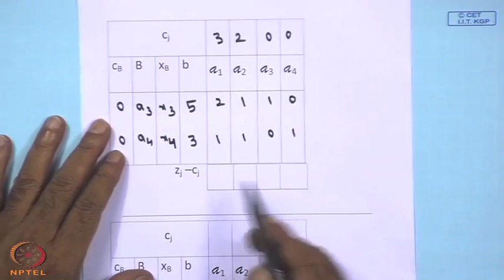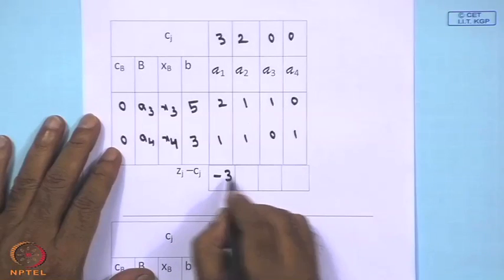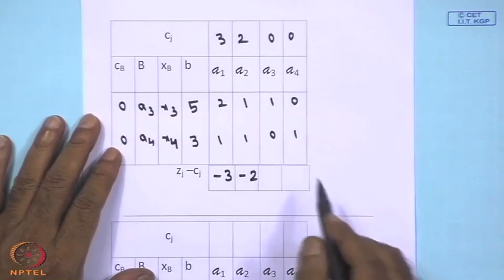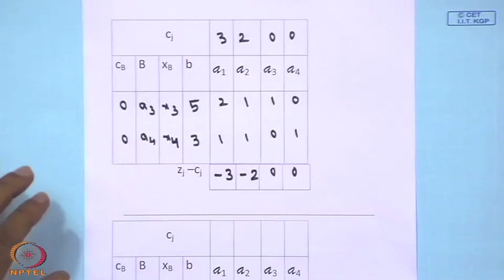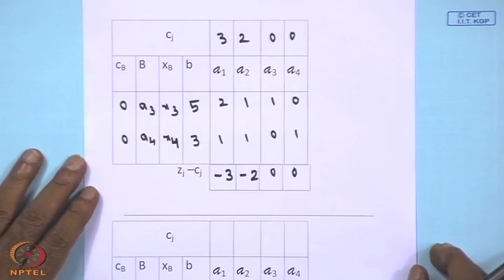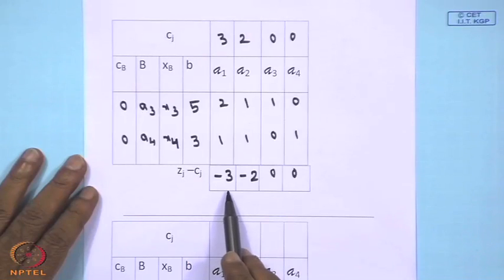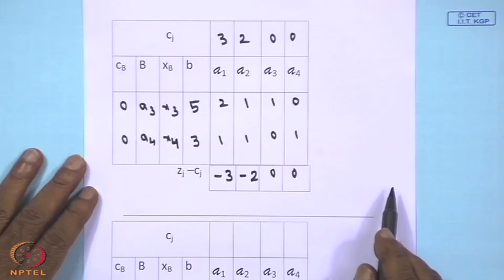Your Zj minus Cj values are 0 into 0, 0 minus 3, next one is minus 2, then 0, 0. You see the optimality condition is not satisfied: Zj minus Cj is not greater than or equal to 0 for all j. For j equals 1 and j equals 2, Zj minus Cj is less than 0. Therefore, you cannot apply the dual simplex method directly, because it requires Zj minus Cj greater than or equal to 0.